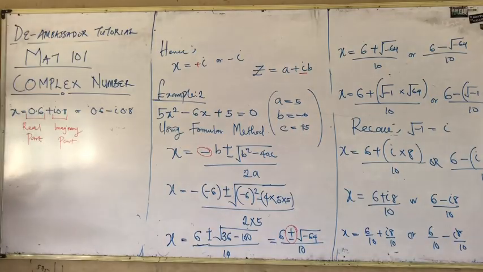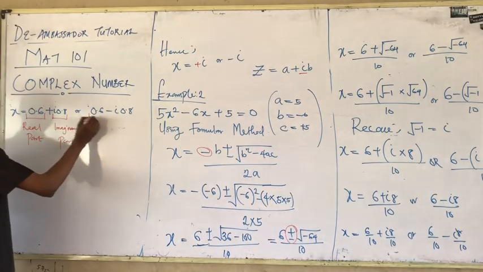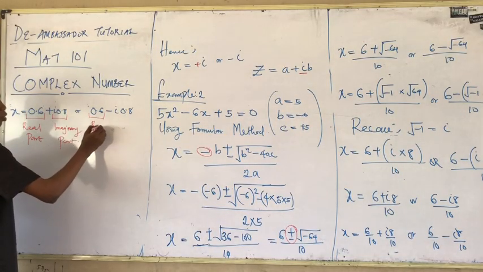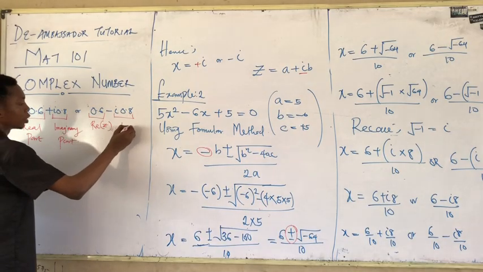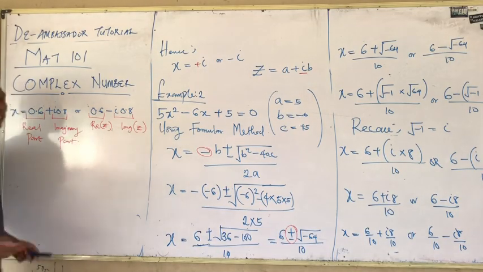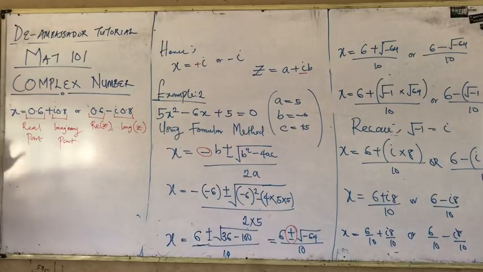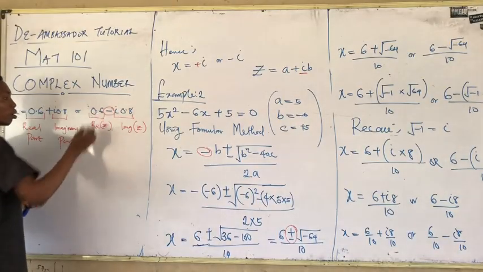Now, let me ask a very quick question. This part is what? Real part, isn't it? Then this part is what? The imaginary part. Let me ask a question. Please, who can tell me? At this side, what's my imaginary number? 0.8. At that other side, what's my imaginary number? Minus 0.8, because here is what?